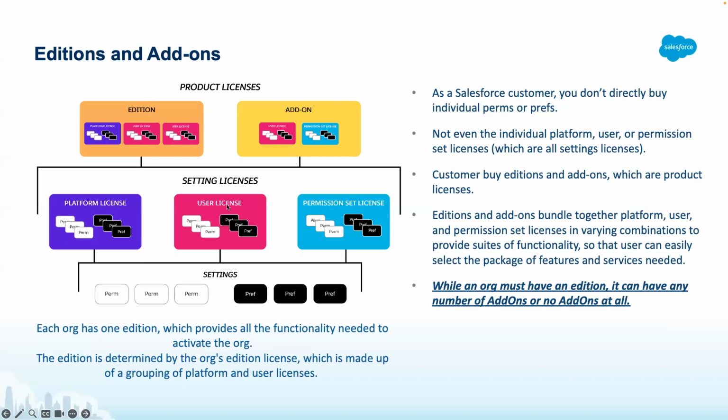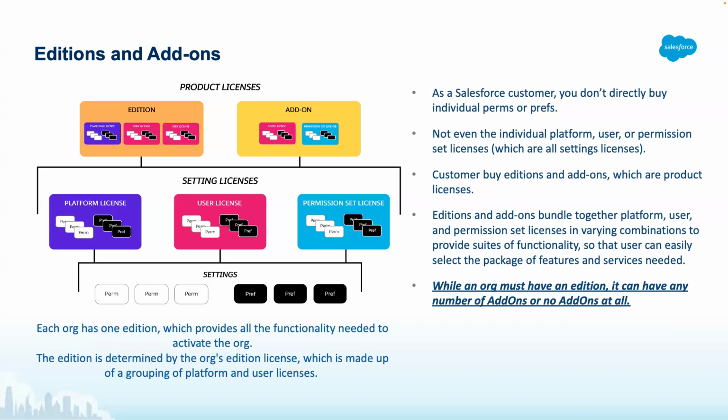So you consider this as bottoms up. Everything will be rolling up. Whatever you have in the edition, I can control, I can access or extend through my platform and permission set licenses.